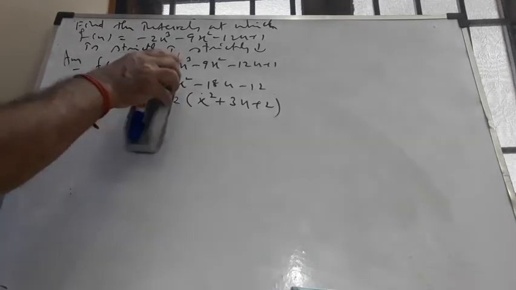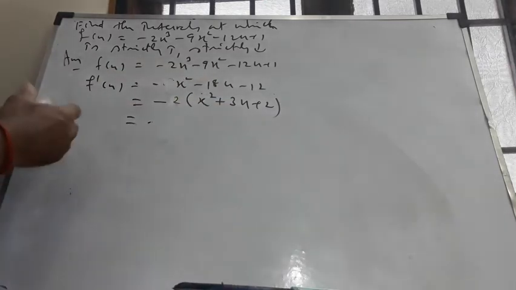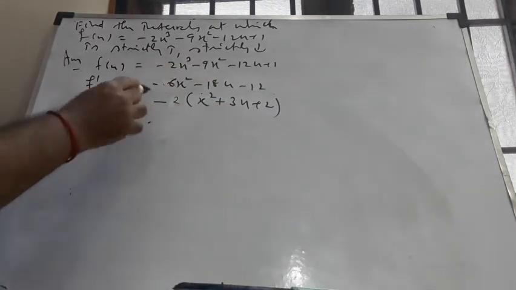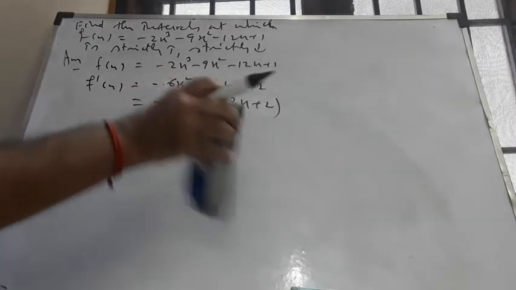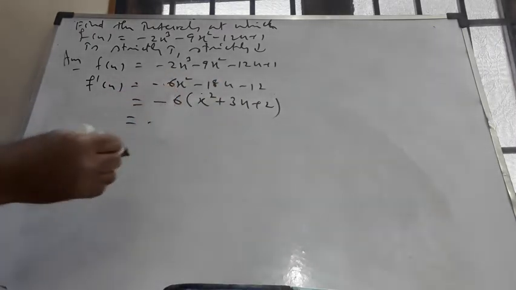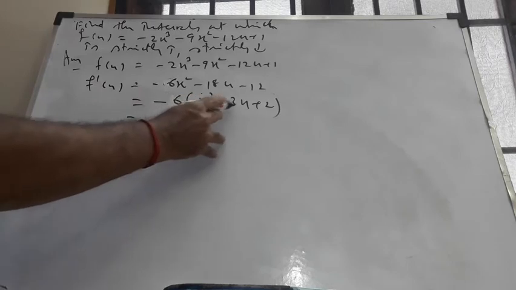Sorry, there is a small correction. It is minus 6x square. Okay, sorry, minus 6x square minus 18x minus 12. Take minus 6 as common. Sorry, I am extremely sorry. Minus 6 into x square plus 3x plus 2.